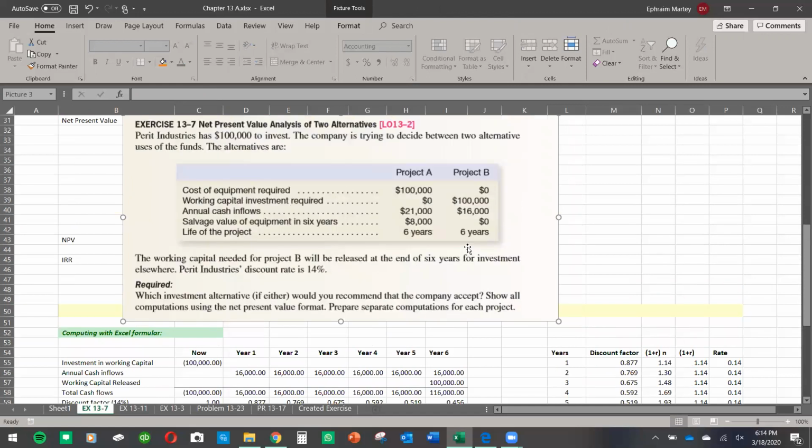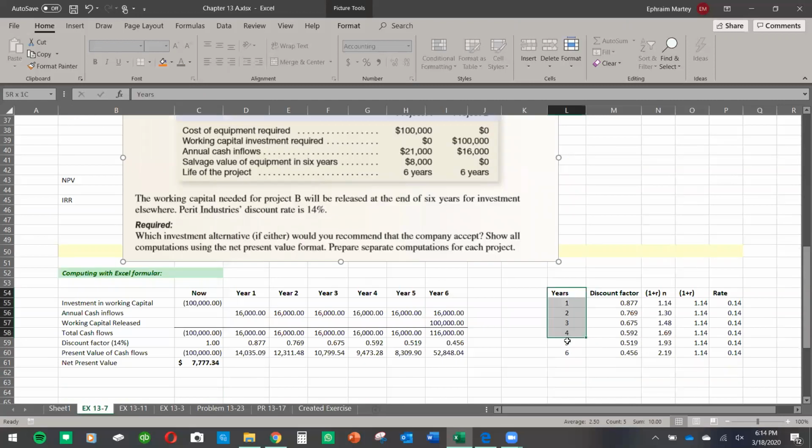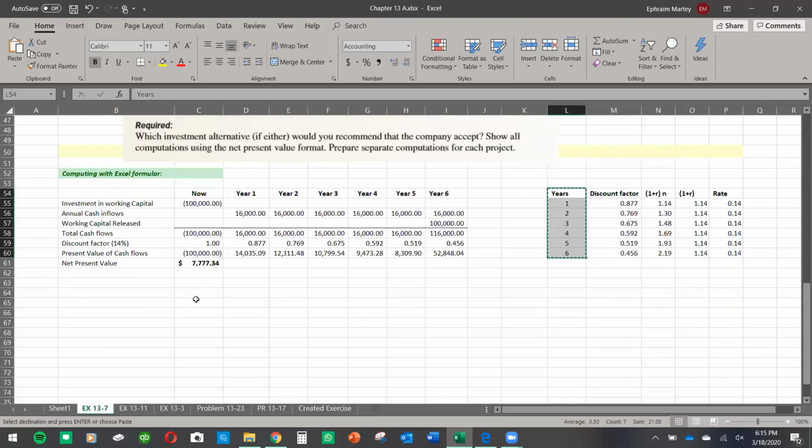Okay, so here what we have in project B is we are not buying any equipment, but we are investing in working capital. And I've told you, working capital is like salvage value. At the end of the year, you get working capital back. At the end of the year, you get salvage value back. So keep in mind, working capital is similar to salvage value.